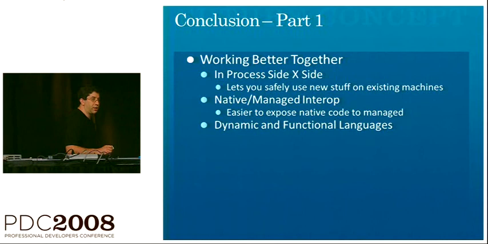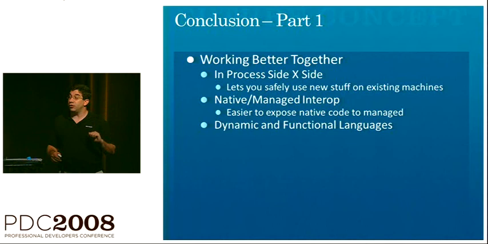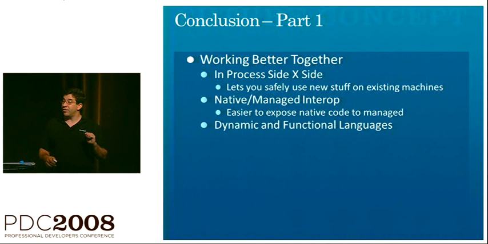At the beginning of the talk, I talked about working better together. I showed you how in-process side-by-side lets you safely use new stuff on existing machines. I showed you how native managed interop makes it easier to use your COM objects and also easier to use Windows APIs. And I showed you how we have better support for dynamic and functional languages.